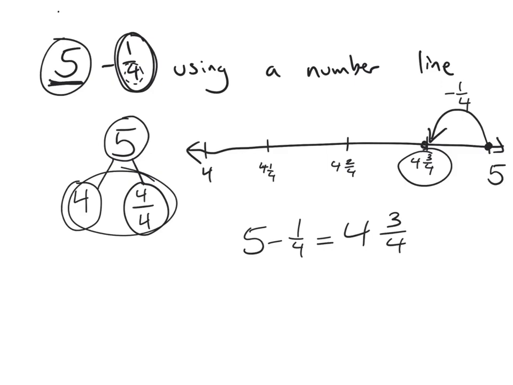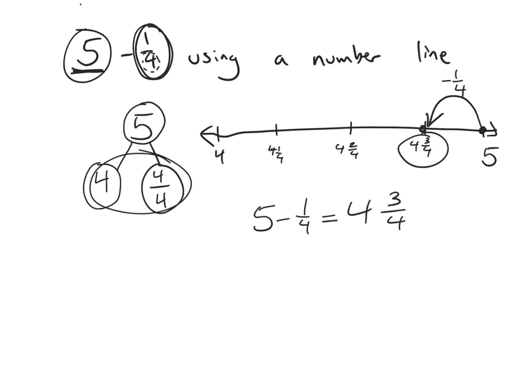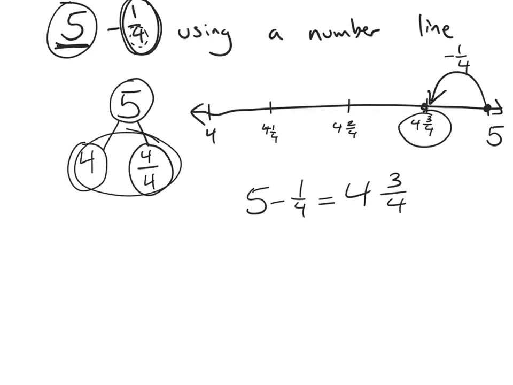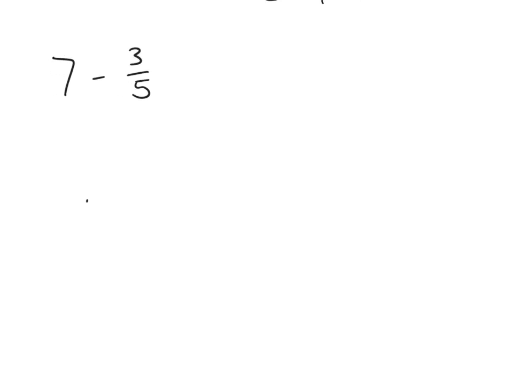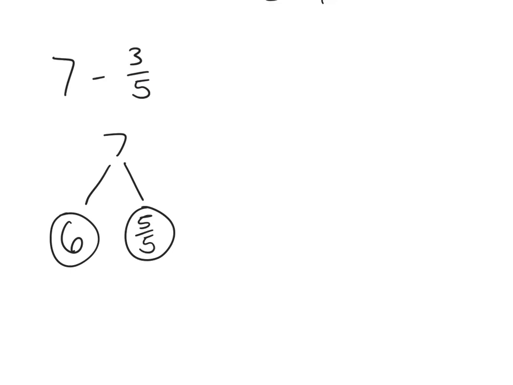So taking a look at another problem here, using the number line, I could also show how we could subtract something like, let's do 7 minus 3/5. So I'll clear some more space down here. In looking at this answer, if I were to use a number bond to split up that final whole, I would have 6 wholes and 5/5. So I know my answer is going to be somewhere between 6 and 7.